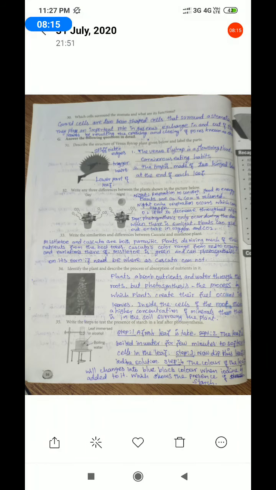Okay, next question number 33. Write the similarities and differences between Cuscuta and mistletoe plants. First, mistletoe and Cuscuta are both parasitic plants, deriving much of their nutrients from the host trees.